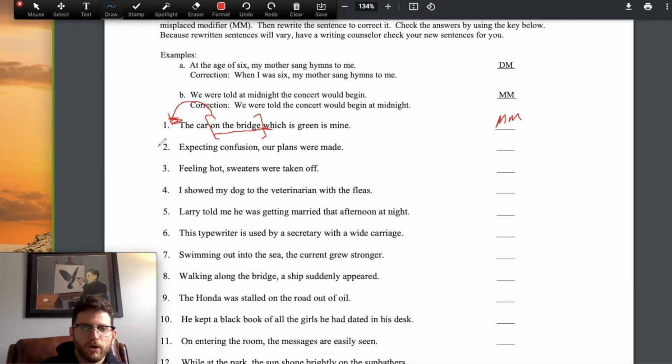Okay, let's look at this second one. Expecting confusion, our plans were made. Expecting confusion, what is that grammatically? That's our modifier. It's not a prepositional phrase. It is a participial phrase. It's a present participial phrase. In fact, it looks like most of the examples of modifier participial phrases in here are present participial. I don't see any past ones looking through.